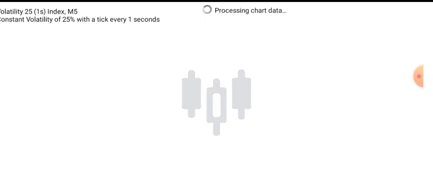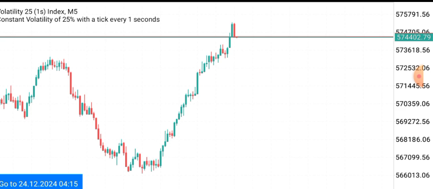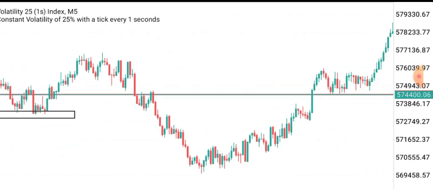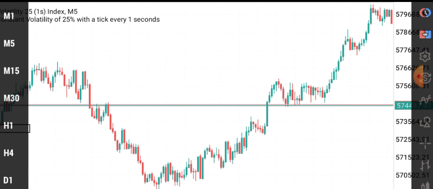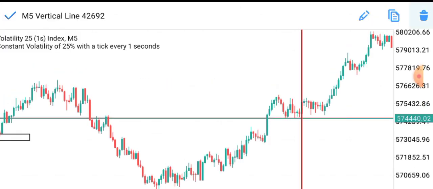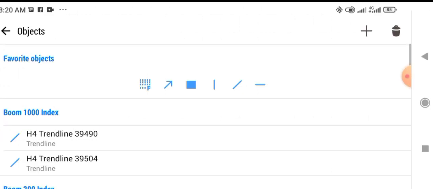Let me go to the 5 minutes time frame. I just will be able to trace where that structure is. Okay, yeah, look at it here. So I drew my, sorry, that's not the trend line. What I did was to draw the trend line.